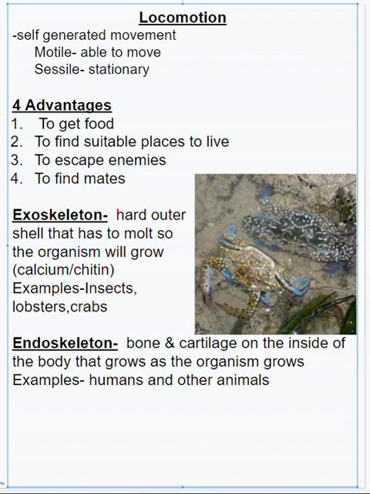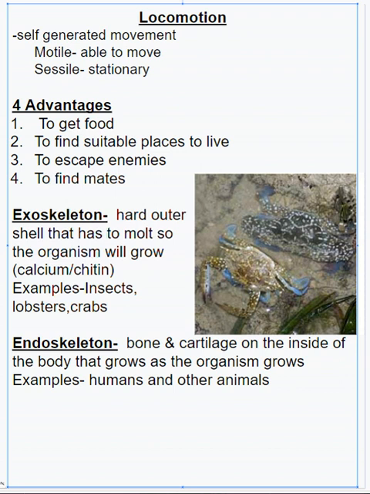Locomotion. This is self-generated movement. There are two terms that we typically use to describe the moving ability of an organism. It's either motile, meaning it can move, or it's sessile, meaning it's stationary. Trees and plants tend to be stationary. They are sessile. They're rooted to the ground, and most animals are motile.